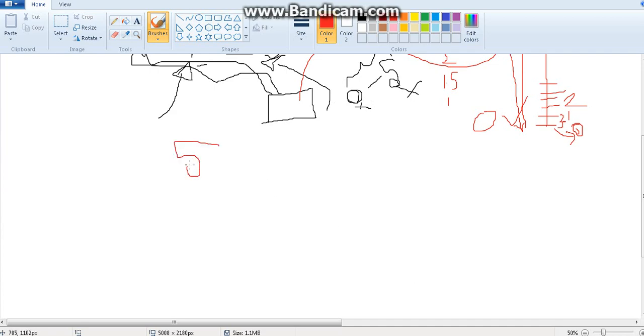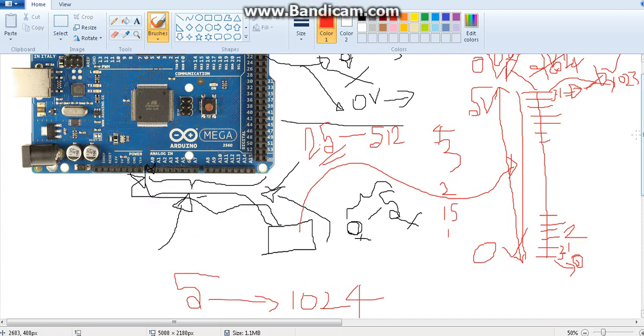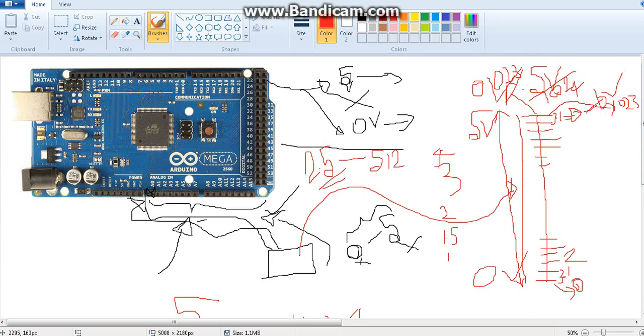If 5 voltage is considered as 1024 units, and a sensor is giving 2.5 voltage as an input, it is 512 units. Okay, but we don't care about the units. We are going to consider the value, because if you are giving a 5 voltage input to an Arduino pin from a sensor, and you read the input value, it will be 1023.